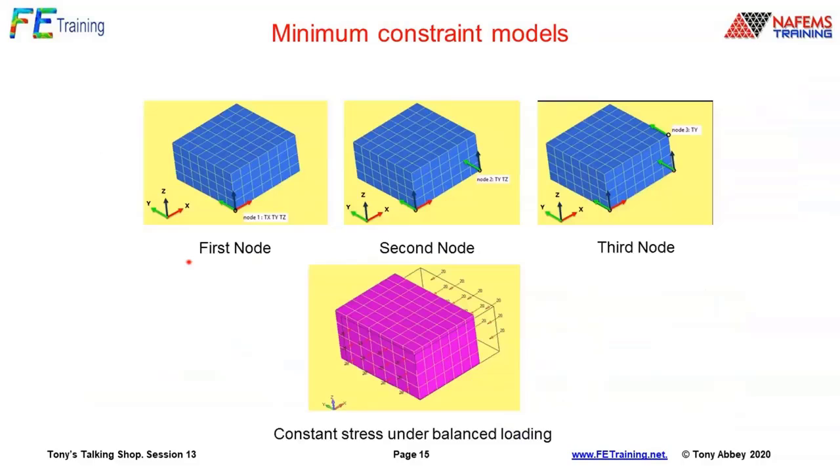And you might want to try that. Just get a block, mesh it. We need a coplanar set of 3 nodes. So here's the first node, and I'm just going to constrain that corner in the translation. There's 3 translations. That gets rid of, obviously, 3 of the 6 possible rigid body modes.